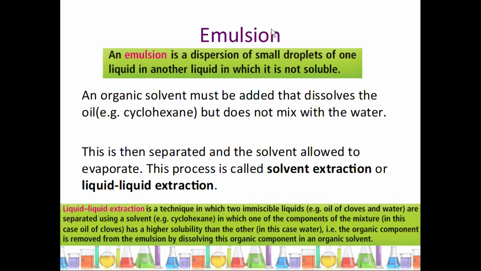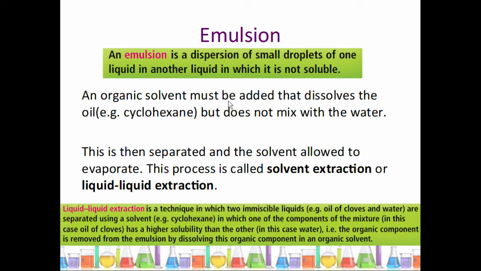So emulsion, as promised. An emulsion is a dispersion of small droplets of one liquid in another liquid in which it is not soluble. So in our example, we have small droplets of oil in water and the oil is not soluble in the water. So now we need to find a way to remove the water and obviously extract the oil.